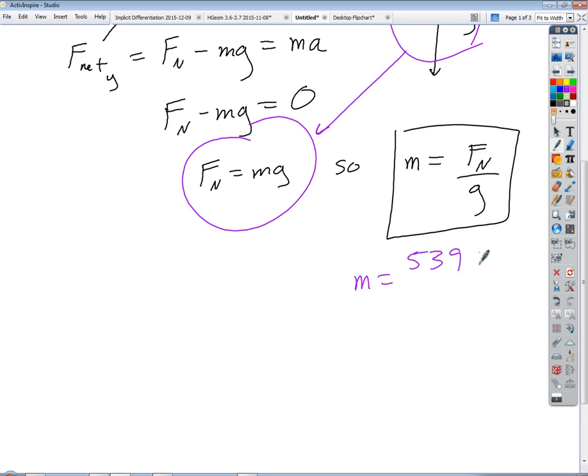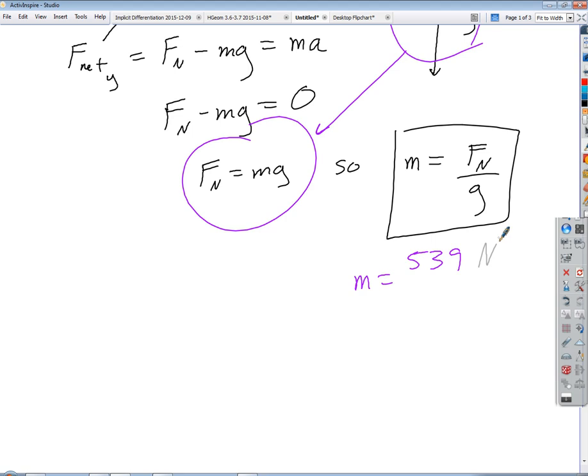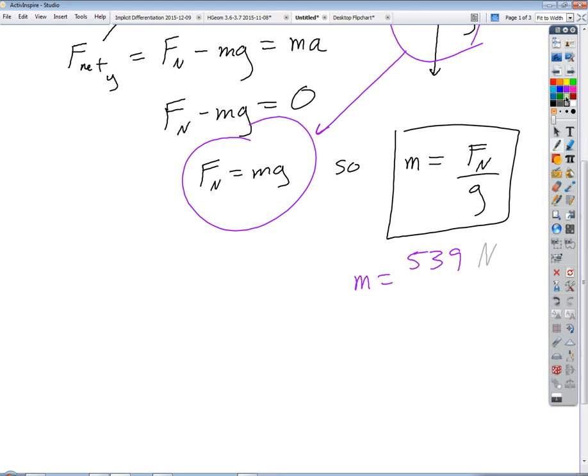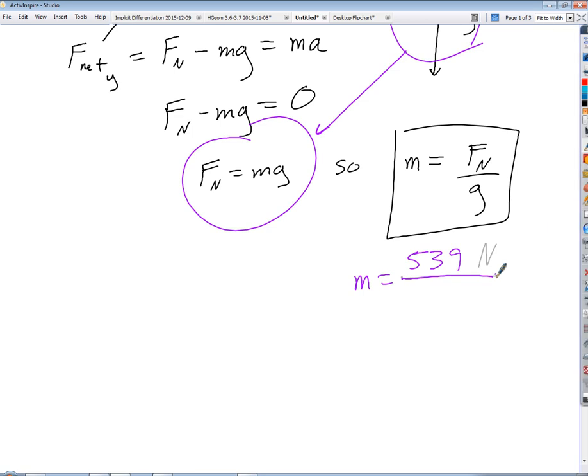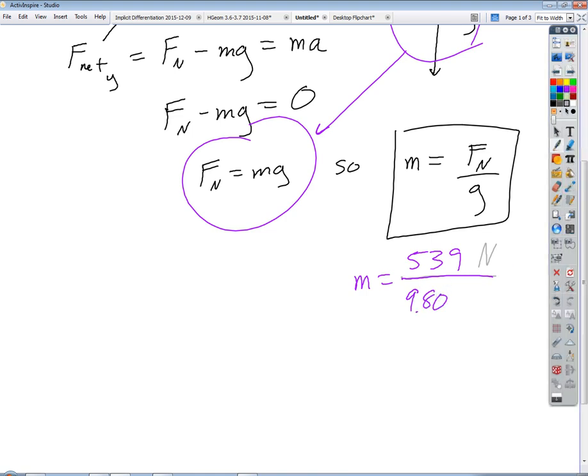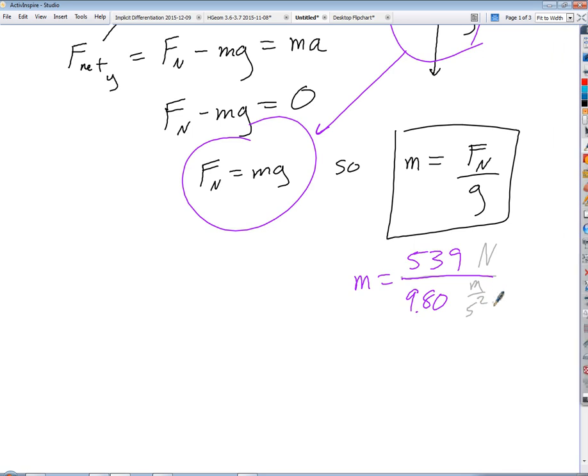And the units are newtons, if we want to include them, divided by the acceleration of gravity, standard units? 9.80. What are the units? Meters per second squared. Well, a newton is really the same thing as a kilogram meter per second squared. And so I'm going to end up with kilograms being left over, aren't I?